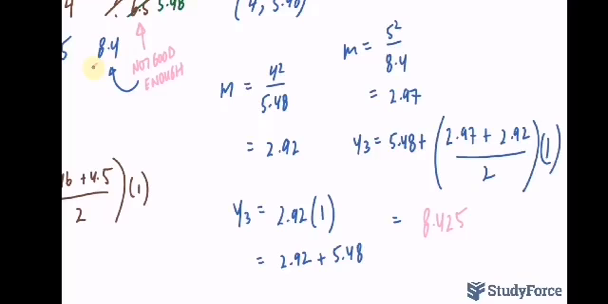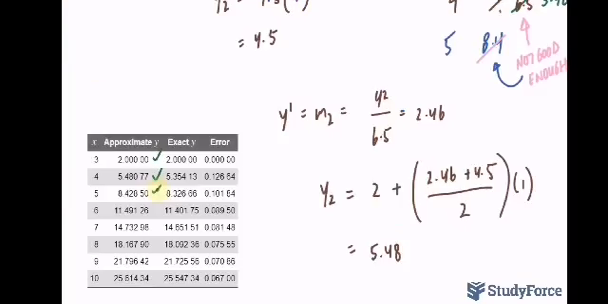So far, we have 3 points and 2 corrections. If you do this up until x is equal to 10, you should end up with a table that looks like this. And that is how to use the modified Euler's method with predictor-corrector steps.